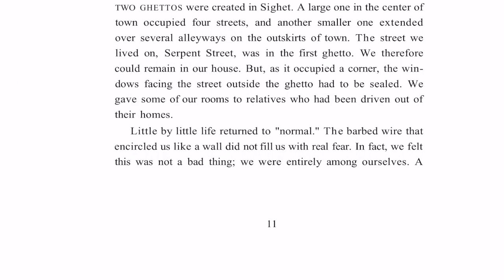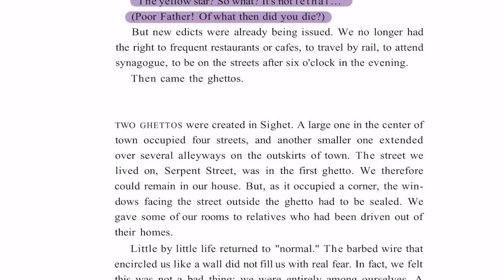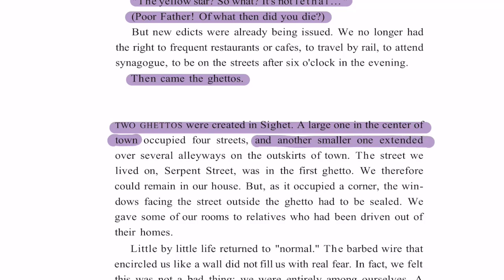Okay, here we have, look what it says here. We got pretty lucky. We landed on this right here because here's where we first get to see them being separated into the ghettos and being marched from one ghetto to the next, right? We know it's not just one ghetto that they were in. So look what it says. "Then came the ghettos. Two ghettos were created in Sighet. A large one in the center of town, and then another smaller one."